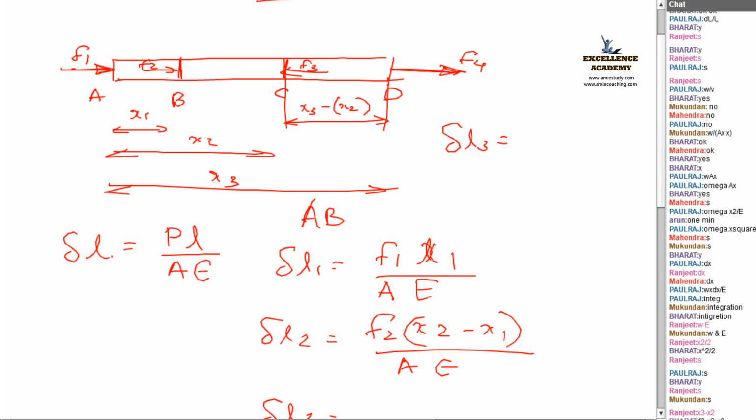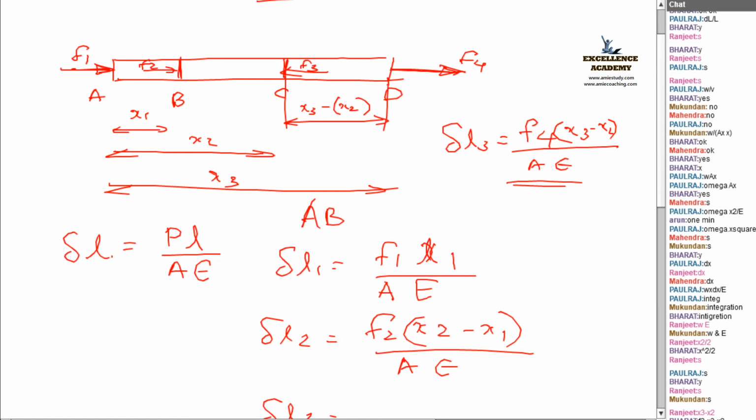Delta L3 will be F3, sorry, F4 into X3 minus X2 divided by AE. X3 minus X2 divided by A into E. So like that way, it will go on.